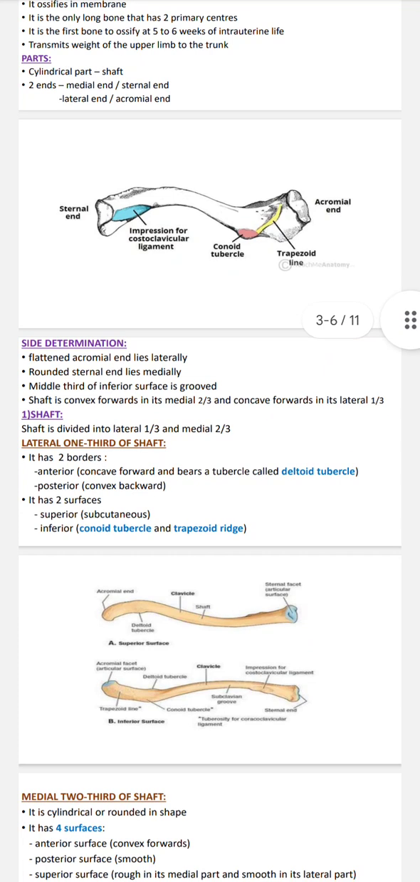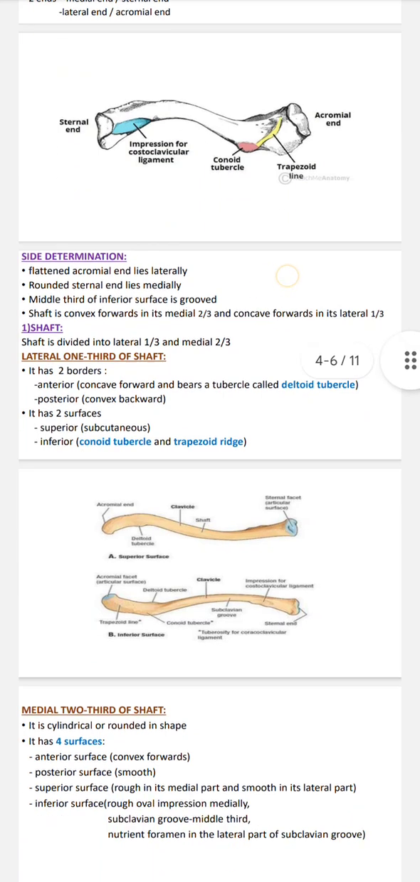And in this picture we can see the medial sternal end, lateral acromial end, and in the inferior aspect there is a tubercle called conoid tubercle and a trapezoid ridge impression which is present in the medial aspect. It's for the costoclavicular ligament attachment.